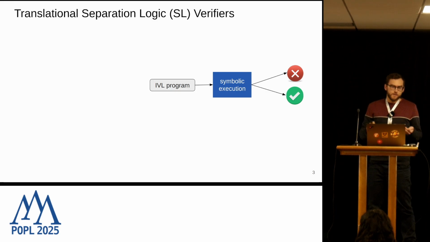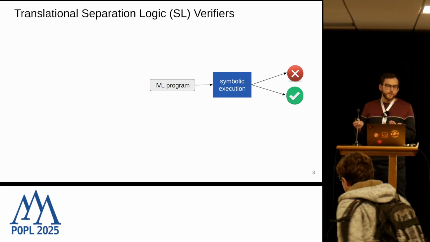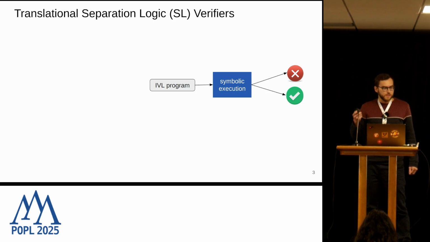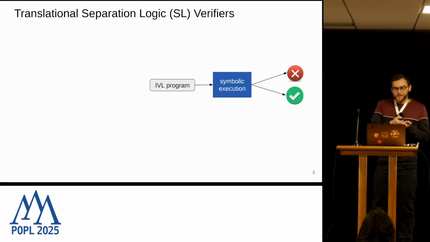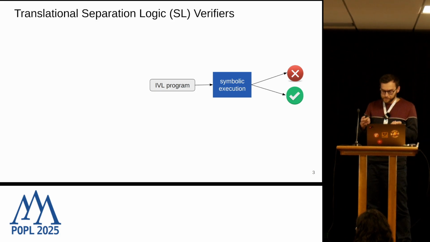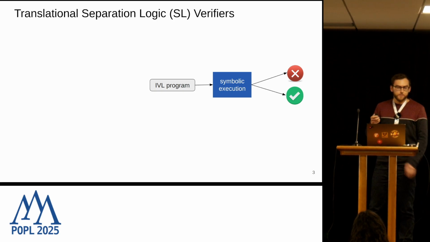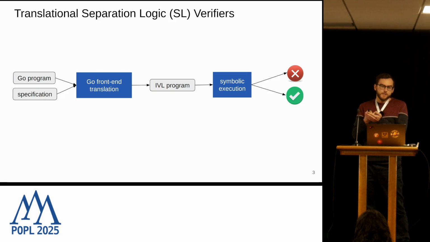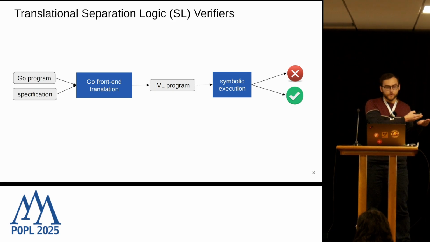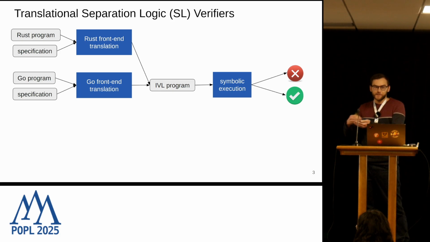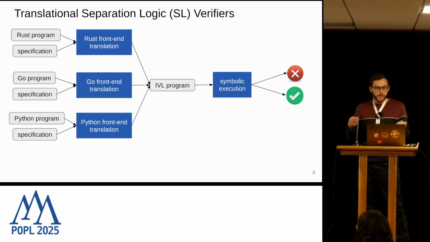So specifically in this talk, we are interested in translational verifiers based on separation logic. And for separation logic, a standard way to verify is via symbolic execution. The architecture of translational verifiers has major engineering benefits. For the same automation, here symbolic execution that can be optimized, this automation can be reused, for example, to build a Go verifier by simply building a front-end translation for Go programs, or a Rust verifier by building a translation for Rust programs or Python programs, and more.